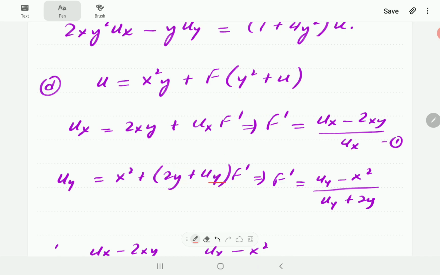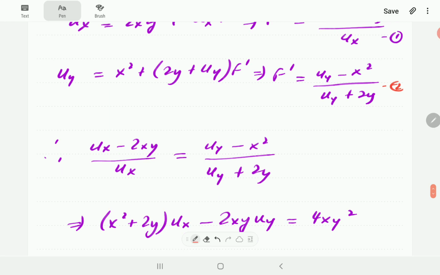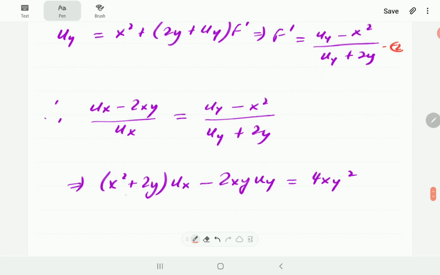The derivative of this is going to be uy times f prime. Then again make f prime the subject of the formula. Then that is going to be equation number 2. Then equating these two is going to give us our PDE after just some algebraic manipulations.